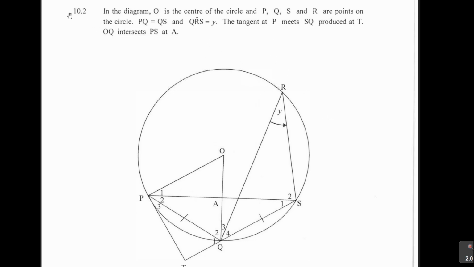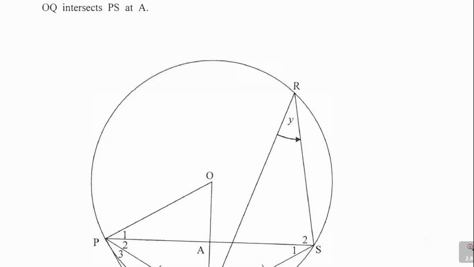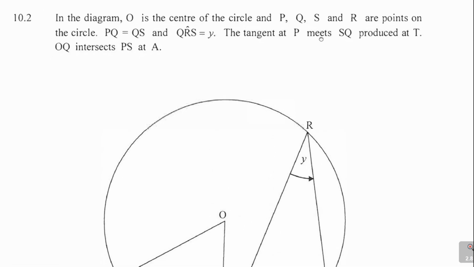And look at this question, 10.2. It's a Euclidean geometry question, and I haven't prepared my notes fully for Euclidean. That's why I wanted to bring these revision sessions, but it can also work to your advantage as you are revising. It says in the diagram, O is the center of a circle and P, Q, S and R are points on the circle. PQ is equal to QS, and angle QRS is equal to Y. The tangent at P meets SQ produced at T. OQ intersects PS at A.